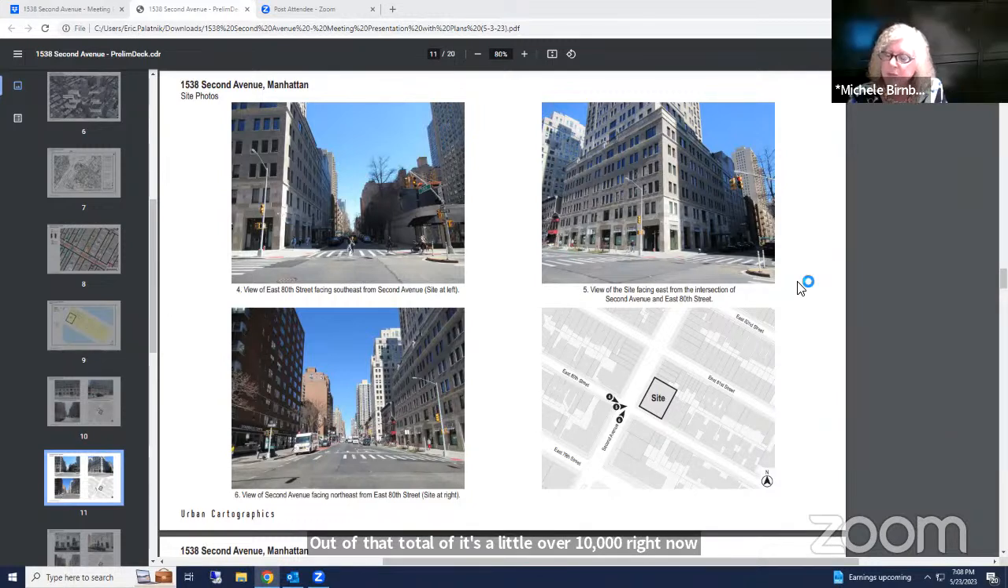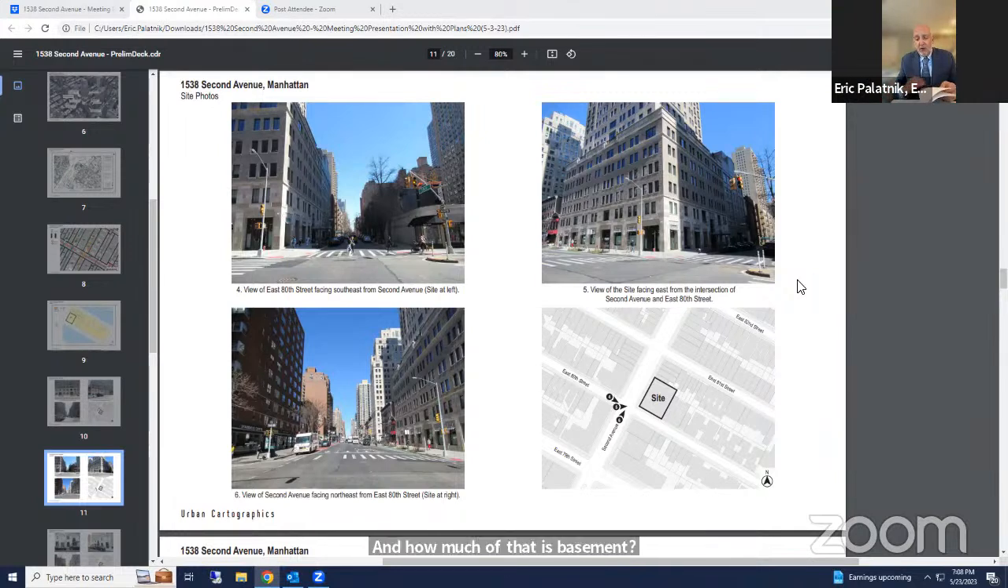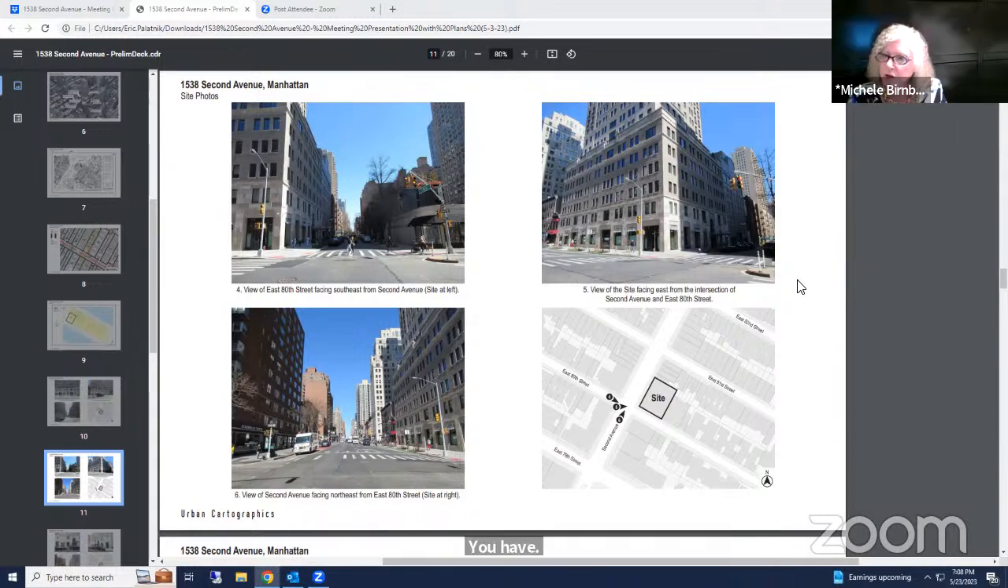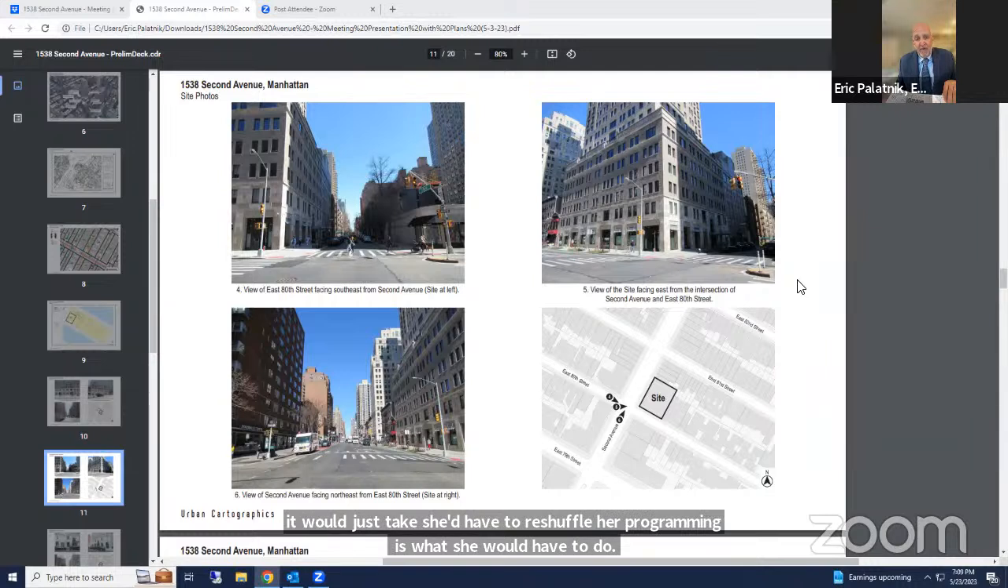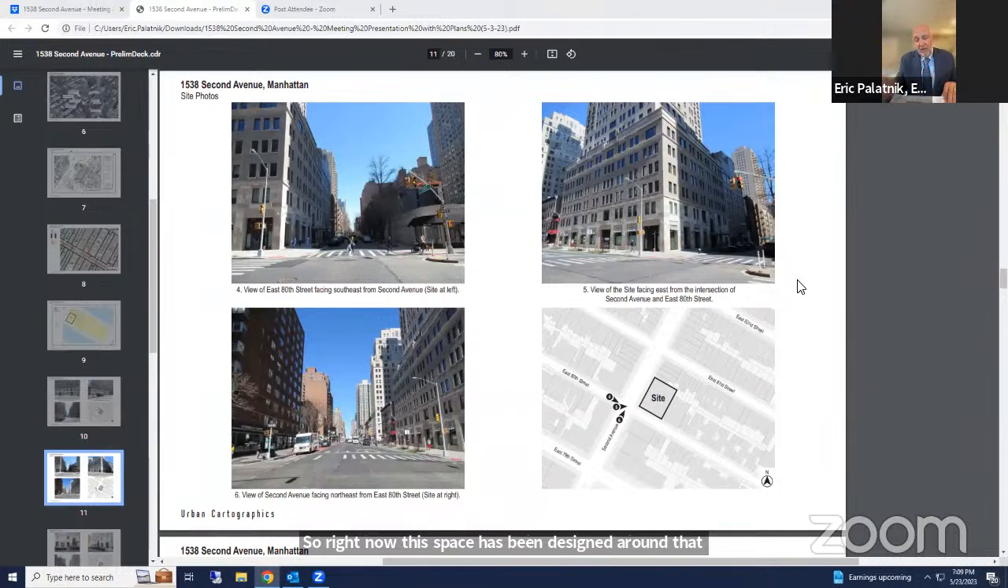And how much of that is basement? 2,000 square feet, which we're allowed. We'd be allowed to continue to utilize the basement, but you're saying that if you didn't get approval, you wouldn't have the older children. Well, she'd have to reshuffle her programming. Right now, the space has been designed around the space at issue that we're talking about, the space that's at risk.